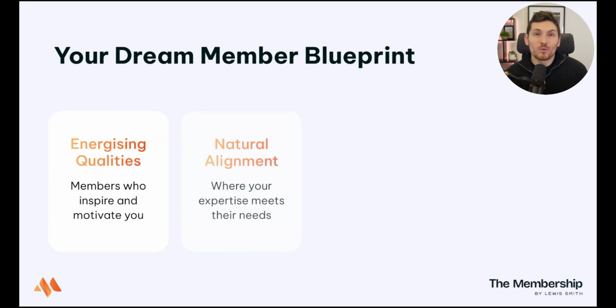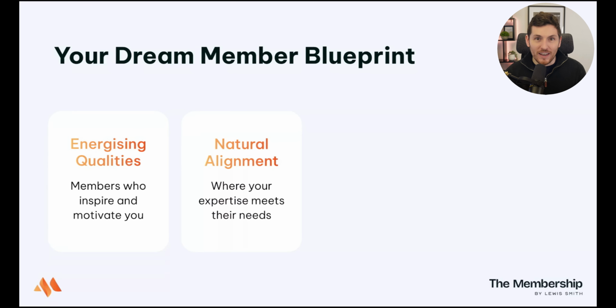The next is something called natural alignment. Now, this is crucial as well because this is like the overlap between where your expertise naturally meets their needs, the market's needs. So in my case, my background, for the last few years, I'd built a successful e-commerce business. And so that expertise aligned perfectly with members who were wanting to do the same. For you, it will most likely be different. So start to think about what your area of expertise really is that other people out there need.